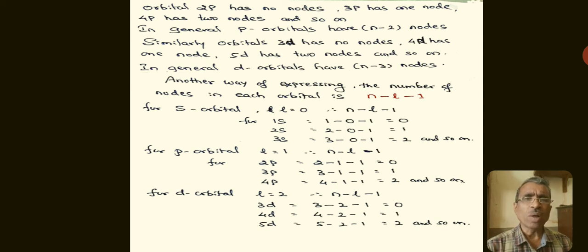Similarly, for d orbital, l is equal to 2. It starts from 3d. Therefore, 3d has no node, 4d has 1, 5d has 2 nodes, and so on.